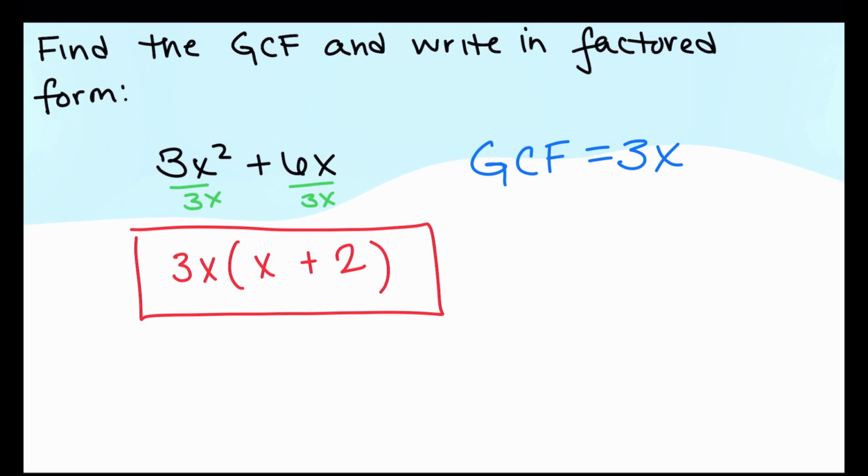Now the nice thing about factoring is you can always check your work, and the way to check your work is with multiplication. If I distribute the 3x to the x plus 2, I should get what I started with, and that's a really nice way of checking your work. 3x times x is 3x squared, 3x times 2 is 6x.